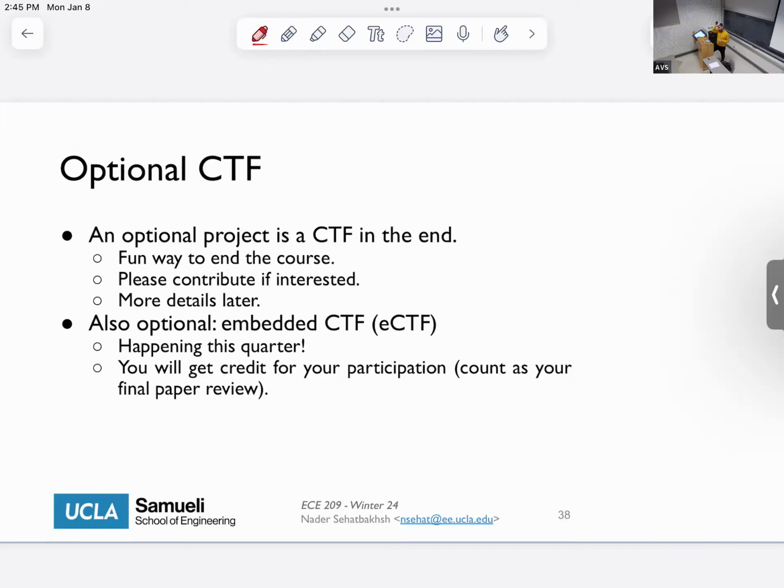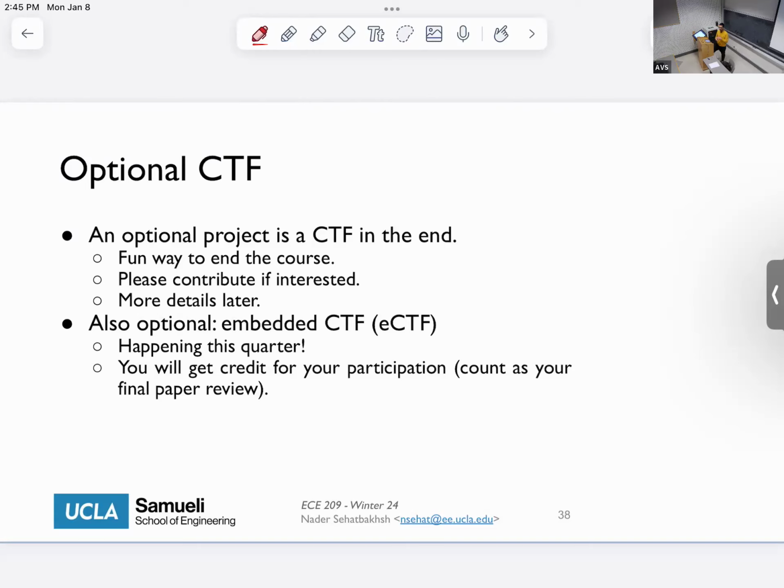There will also be an optional capture the flag, CTF, at the end. This is not going to be graded. This is just an optional thing. This is actually what was created the first time we taught the class, and some of the students actually created this.